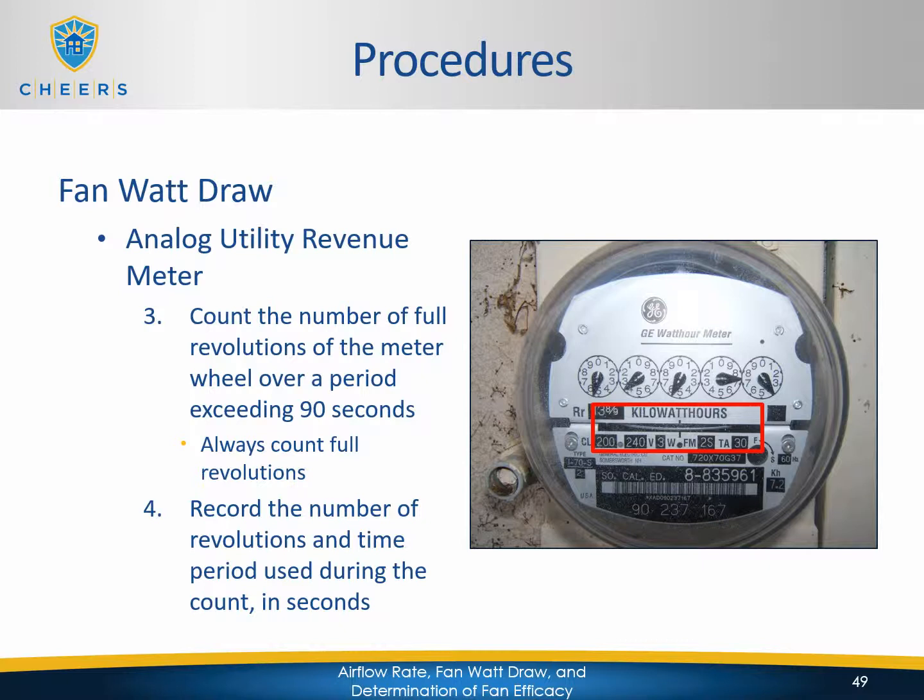You will then want to count the number of full revolutions on the meter wheel over a period exceeding 90 seconds. So when we talked about earlier, you needed to have a stopwatch, and that's what the stopwatch is for. So you're always going to count full revolutions, but no matter what, you have to count for at least 90 seconds, the number of revolutions. You want to record the number of revolutions and time period used during the count in seconds. So it has to be at least 90 seconds. It can be more than 90 seconds. You want to record the number of revolutions, always in full numbers, not decimals, not percentages or fractions of it. And then you want to record the number of seconds that you use to measure those revolutions.